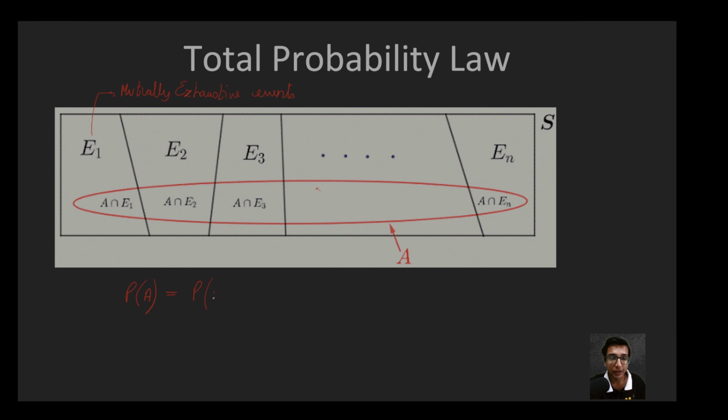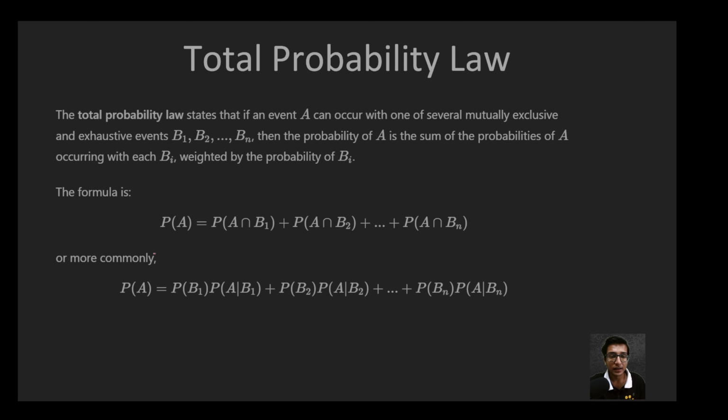Now, if I was to find out the probability of A occurring, then I can simply say that probability of A would be probability of A intersection E1 plus probability of A intersection E2 plus probability of A intersection E3, and this goes on up till En. So this is how the total probability of A is calculated. Here, B1, B2 are what we are considering as E1, E2, E3. These are our different mutually exhaustive events that are occurring.